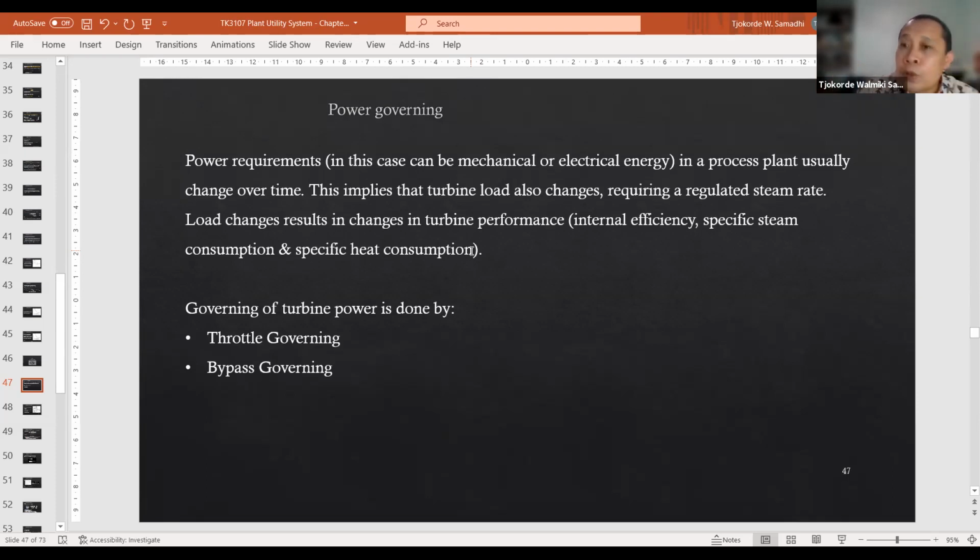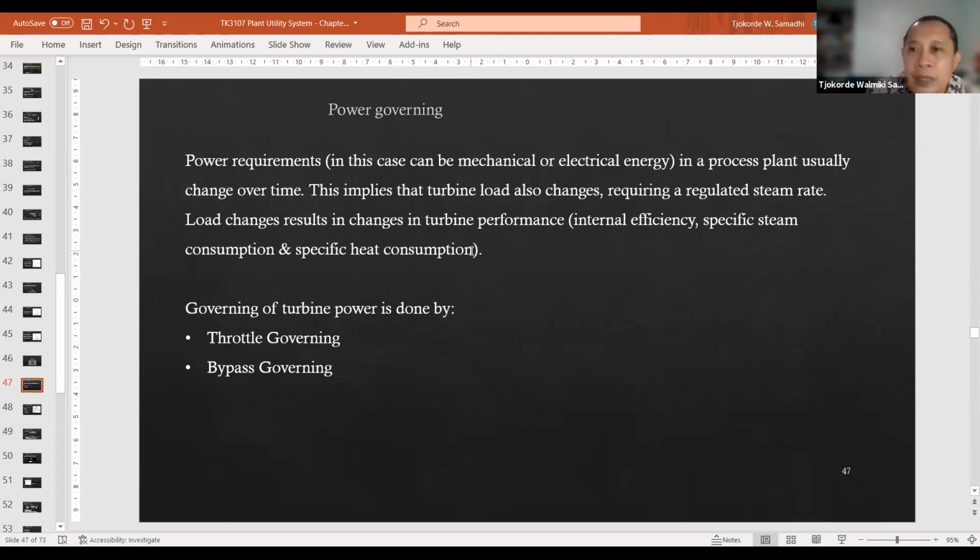Ini berlaku untuk kebanyakan mesin, bukan hanya steam turbine. Ya. Jadi di mana kalau beban mesinnya diubah, ya, dimanipulasi, maka efisiensi termodinamik dari suatu mesin, termasuk turbin uap ini, itu akan bergeser. Oke, karena efisiensi termodinamiknya berubah, maka konsumsi kukus spesifiknya, jadi how much steam is being consumed per kilowatt hour of power generated, for example, that will also change.